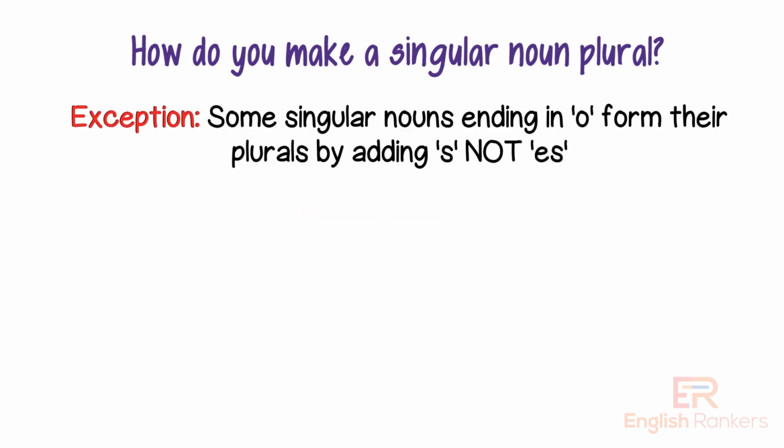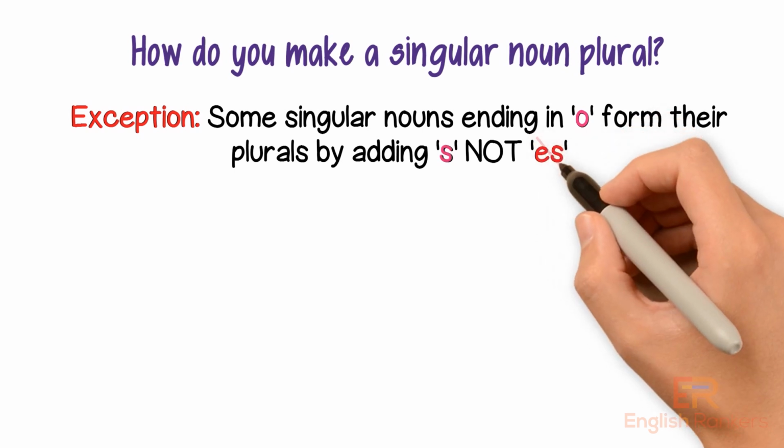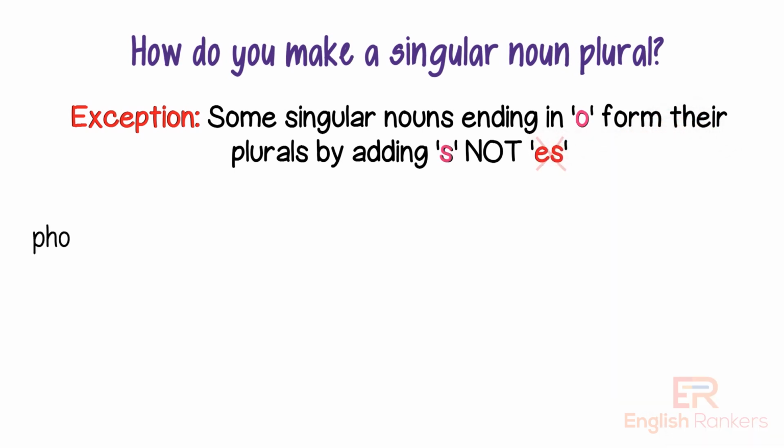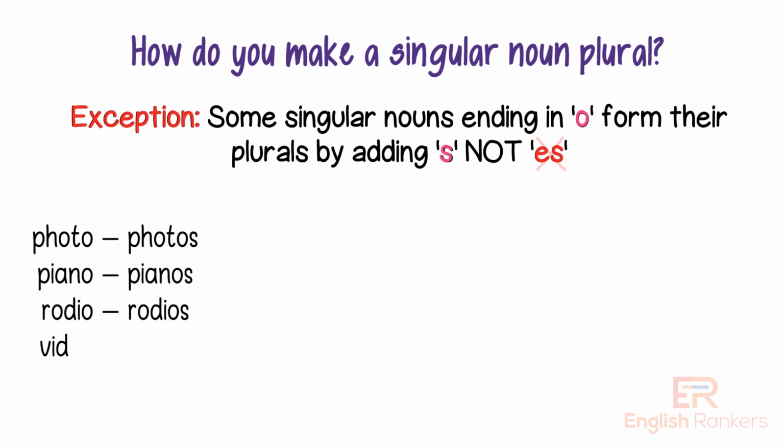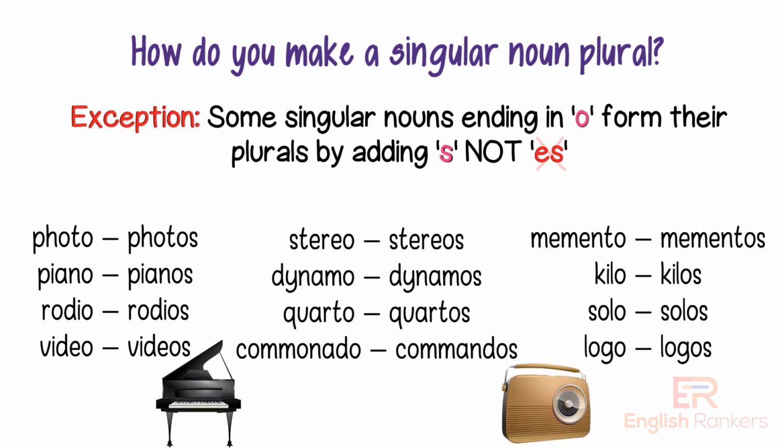Please note, some singular nouns ending in O form their plural by simply adding S, not ES. Examples are photo, photos, piano, pianos, radio, radios, video, videos, and so on.